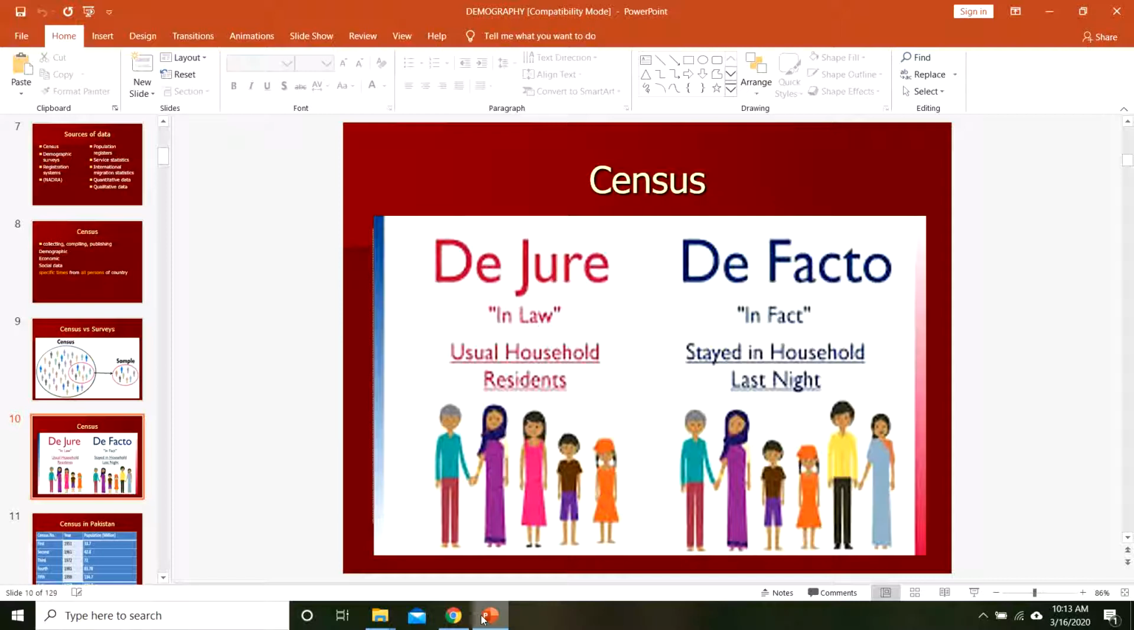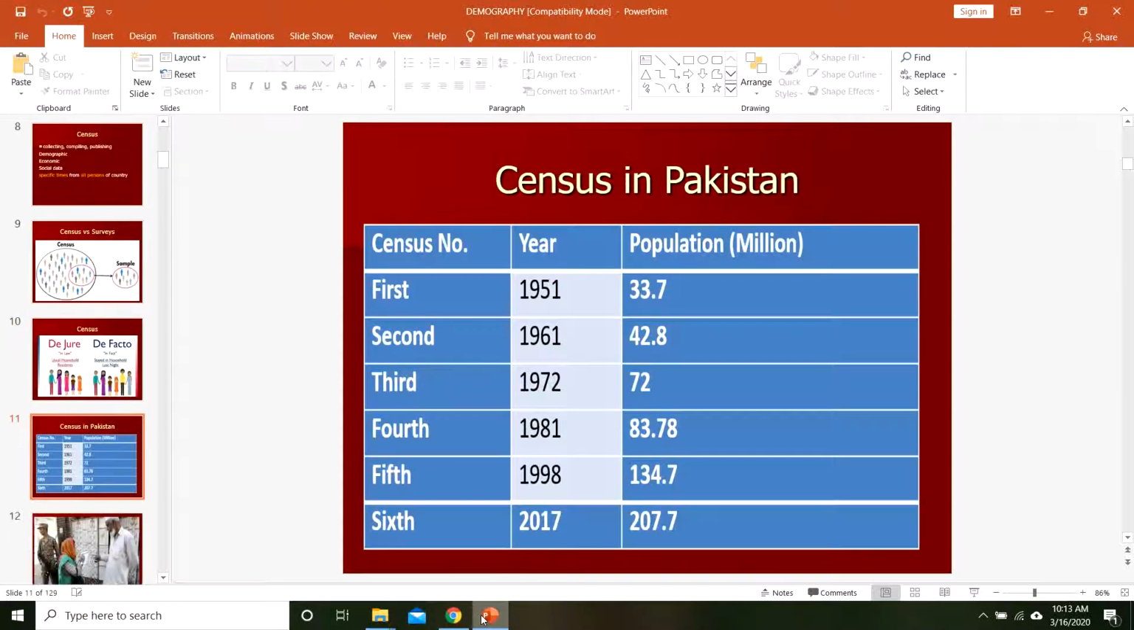De jure is a better way of conducting census, because it tells us about the usual residents of that household. Whether they have gone out or are currently not present in that household, they are part of that household, so they will be counted there. In Pakistan, we basically rely on the de jure type of census.